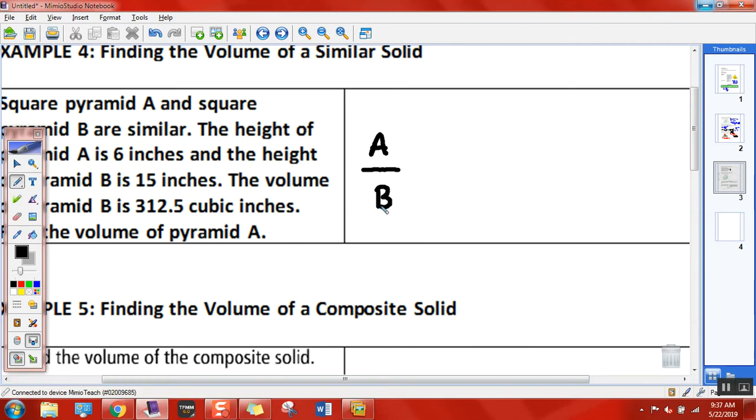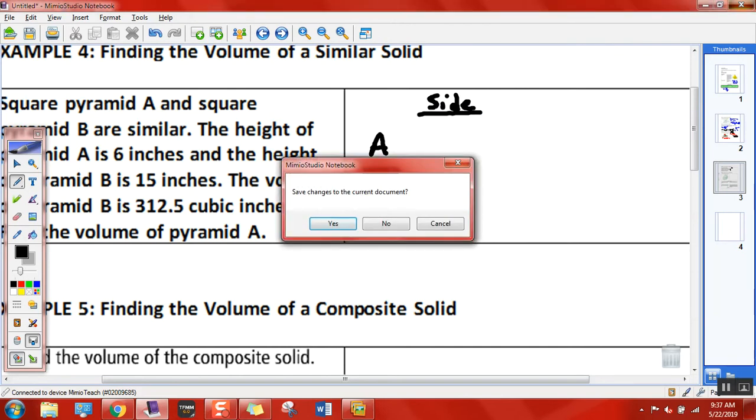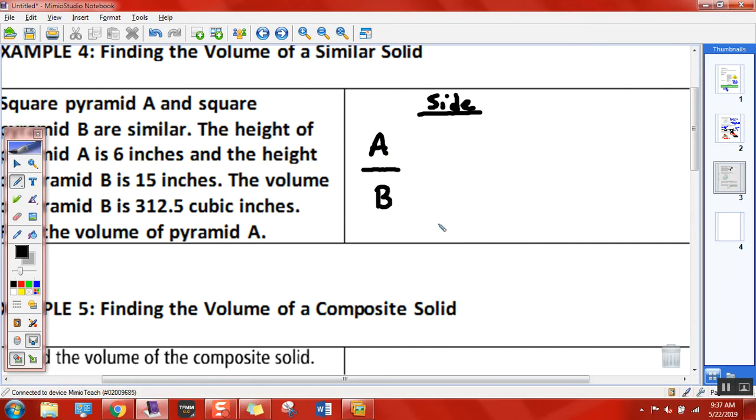Guys, when I give a height, is a height a volume or is a height like a side ratio? Like a side ratio. Okay, so what was the height of A? 6. A is 6. What's the height of B? 15. Okay, now 6 over 15, kids, simply put, that's a side ratio.